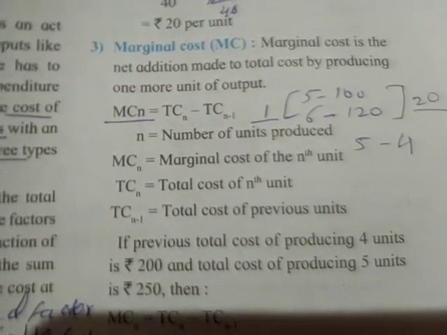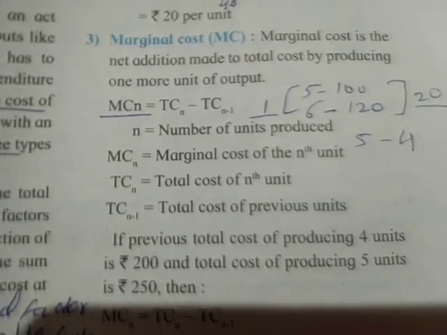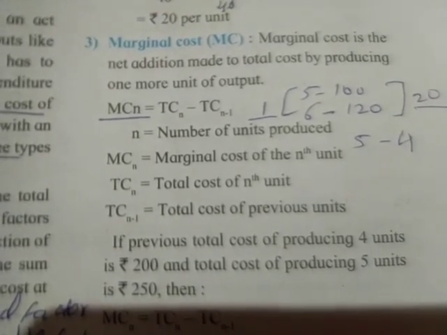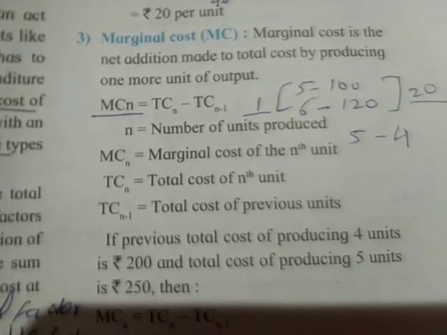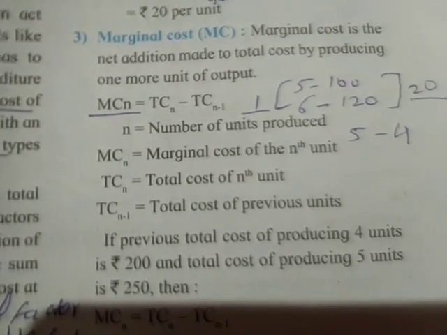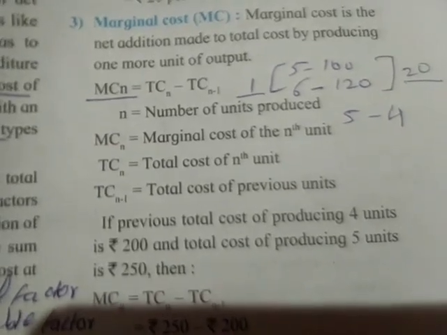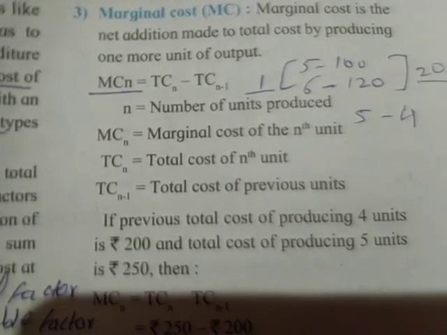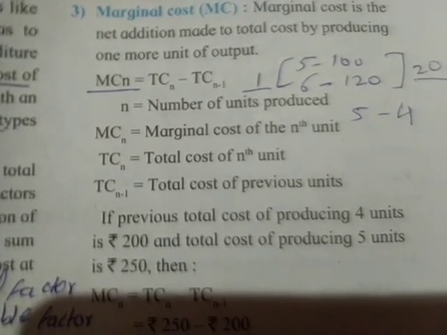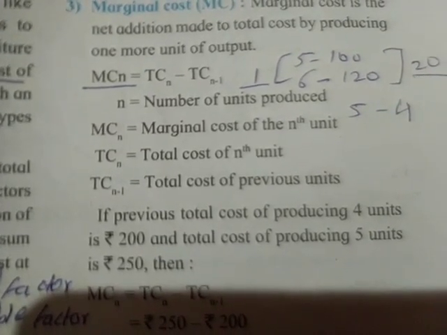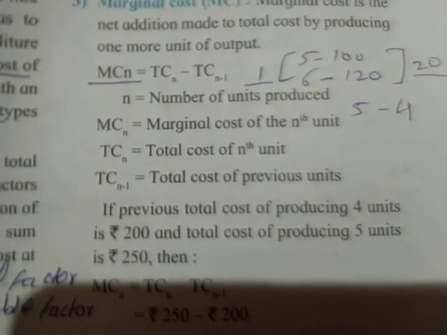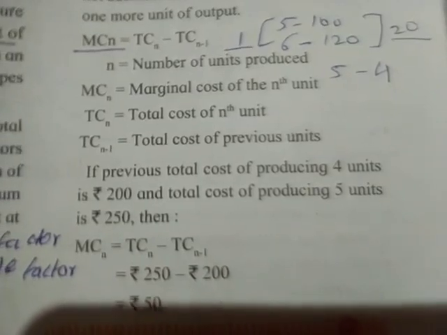Third, marginal cost, MC. Marginal cost is the net addition made to total cost by producing one more unit of output. MCn is equal to TCn minus TCn minus 1. Here n is number of units produced. MCn is marginal cost of the nth unit. TCn is total cost of nth unit, and TCn minus 1 is total cost of previous unit.